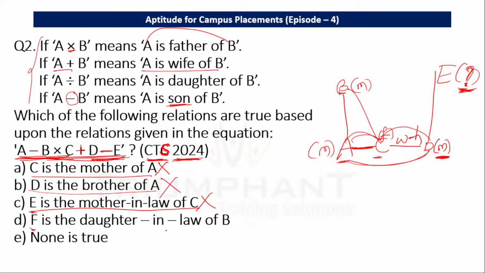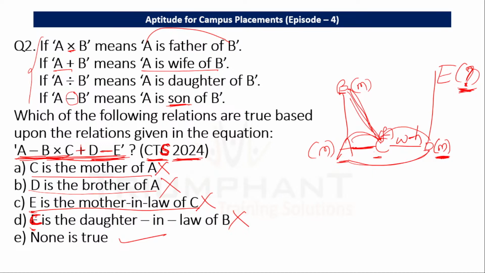Next, D. F is the daughter-in-law of B. Sorry, I think there is no F here. It should be C. So C is the daughter-in-law of B? Can we say that? No, C is the daughter of B. So this is also wrong. D is also wrong. So therefore, none of them is true.